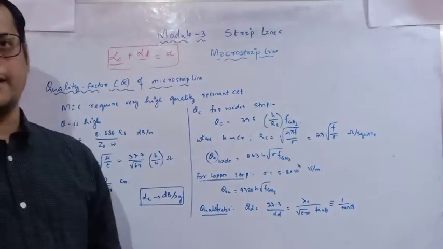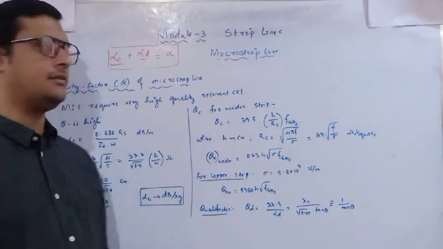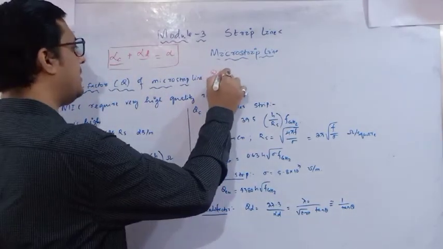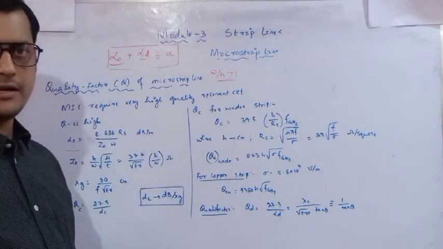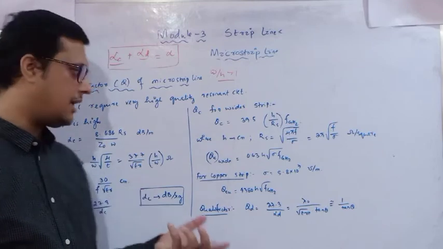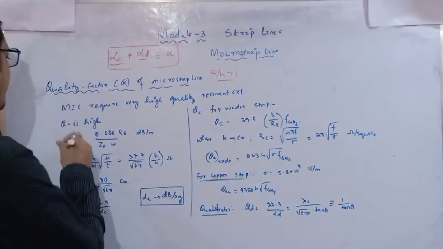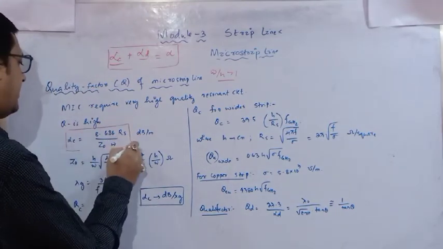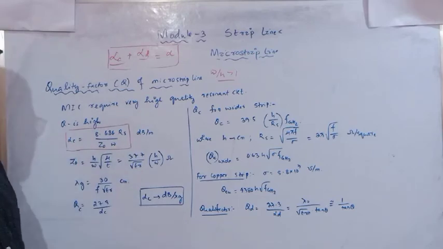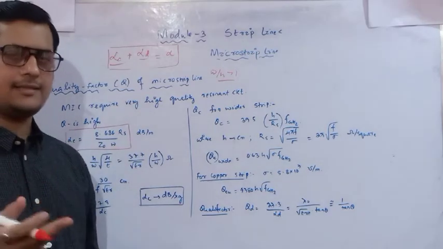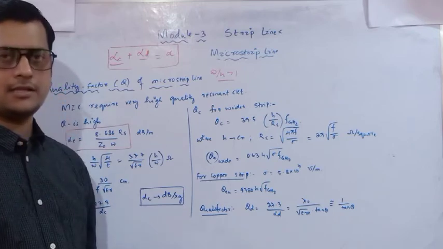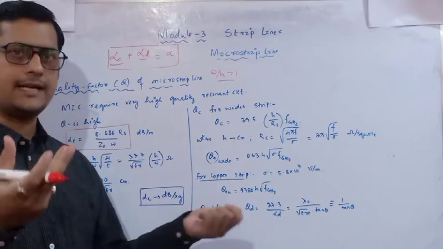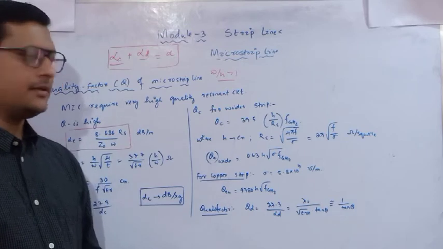Now as we know the W by H ratio, here I am considering W by H greater than 1. If W by H ratio is greater than 1, then alpha c equals 8.686 into RS divided by Z0 into W. What is RS? RS is the surface resistance. What is W? W is the width of the metallic strip. And what is Z0? Z0 is the characteristic impedance of that medium.